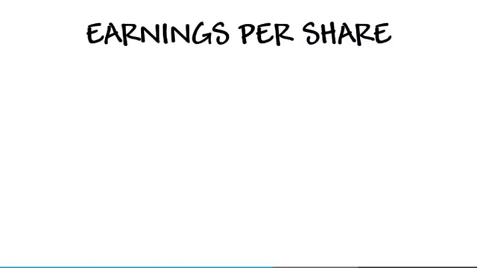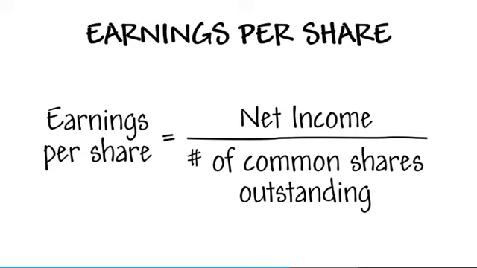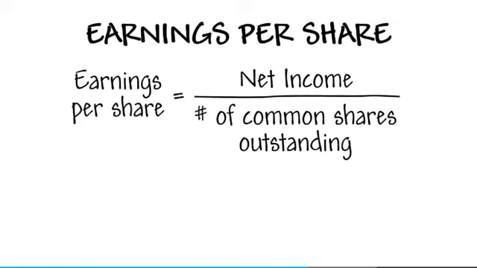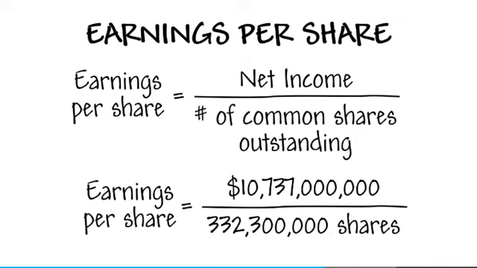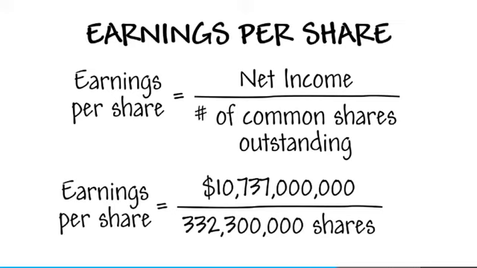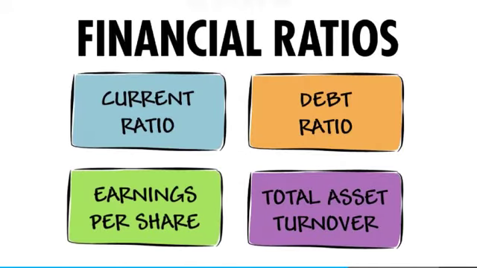Investors often use earnings per share to evaluate the attractiveness of common stock as an investment. Earnings per share is calculated by dividing net income by the number of common shares outstanding. Generally, an increase in earnings per share is associated with an increase in the market price of the stock. From Google's income statement, we see that they had 2012 earnings of $10,737 million and had 332,300,000 shares of common stock outstanding. As a result, earnings per share for Google's stock was $32.31 per share.